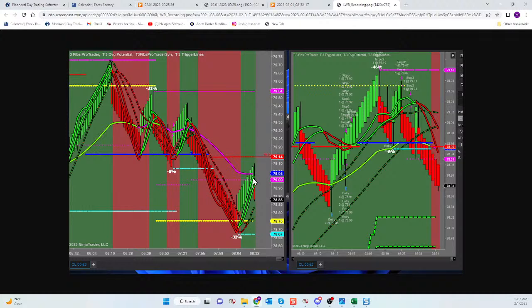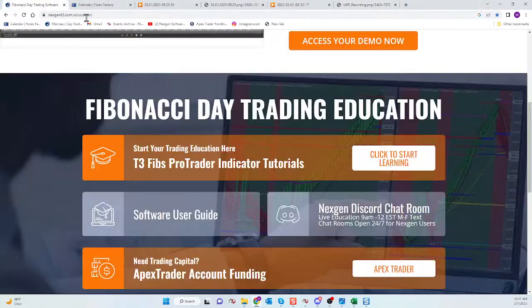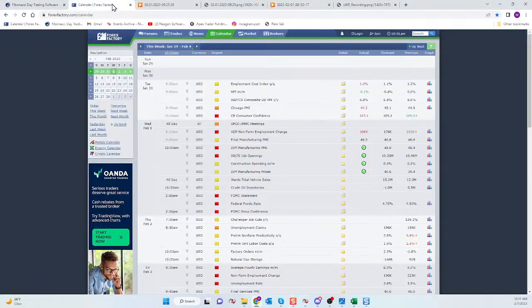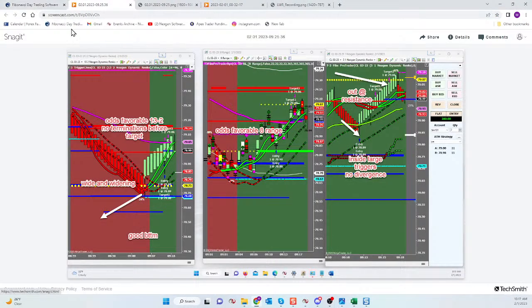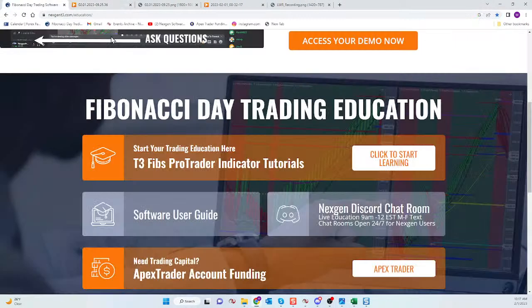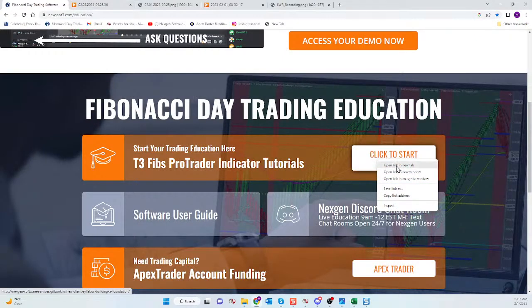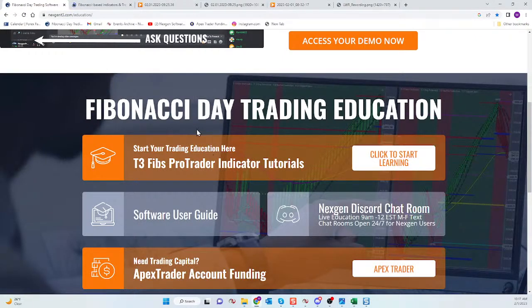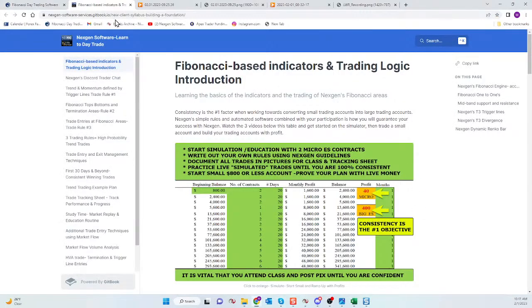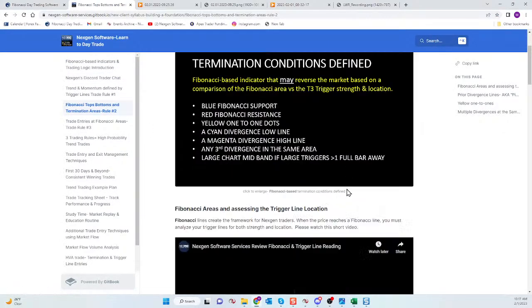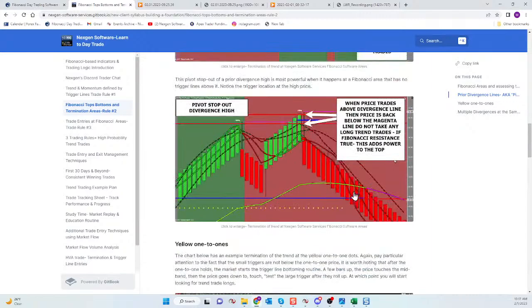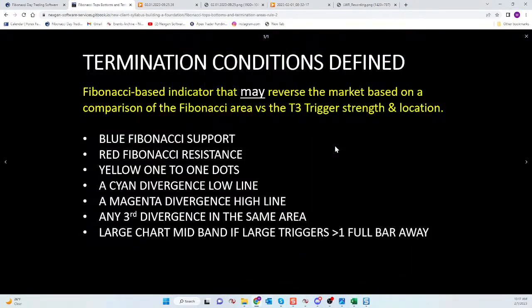Guys, this is the exact same trade. We're trading directly into a mid-band, and those large triggers are a full bar away. And if I go to termination conditions, right there in the manual, right there on Discord, one of my termination conditions is a large sharp mid-band if the large triggers are a full bar away.